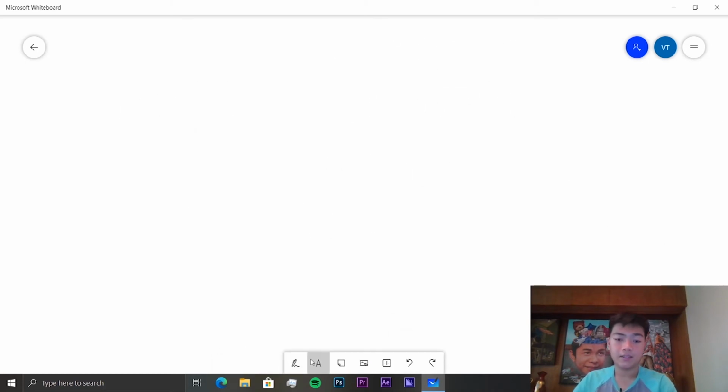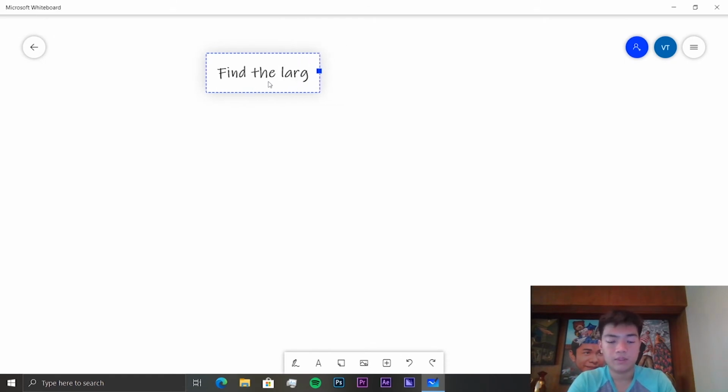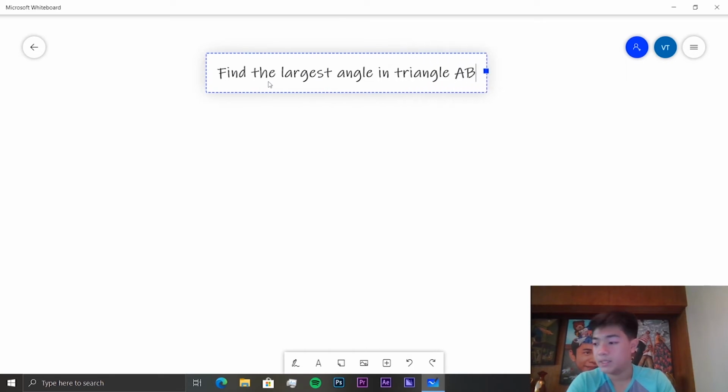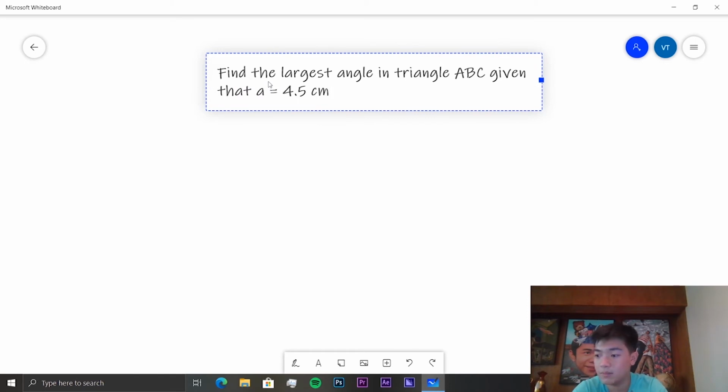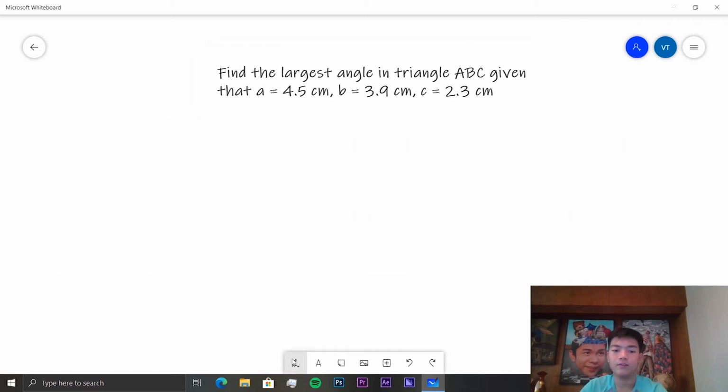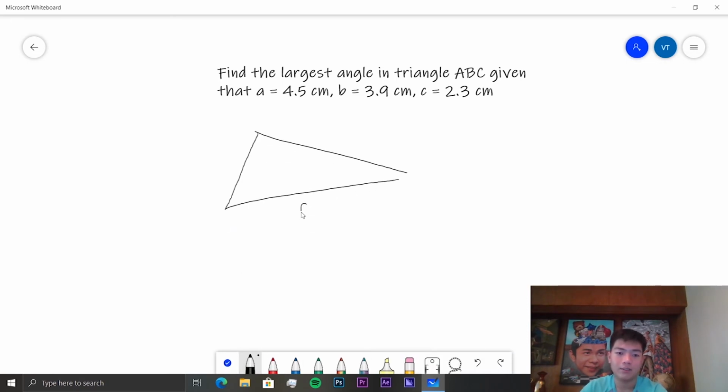So this is find the largest angle in triangle ABC given that A is equal to 4.5 centimeters, B is equal to 3.9 centimeters, and C is equal to 2.3 centimeters. So there's a little trick we can use. If we draw out the triangle, the largest angle should always be opposite the largest side. So if we have A, B, and C over here, then this will simply be the largest angle, capital A.